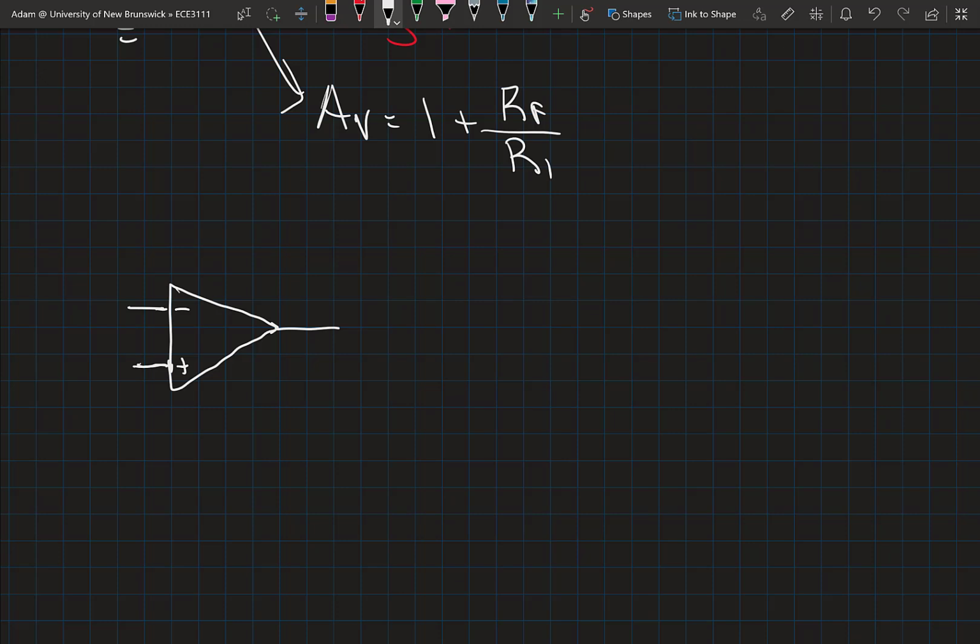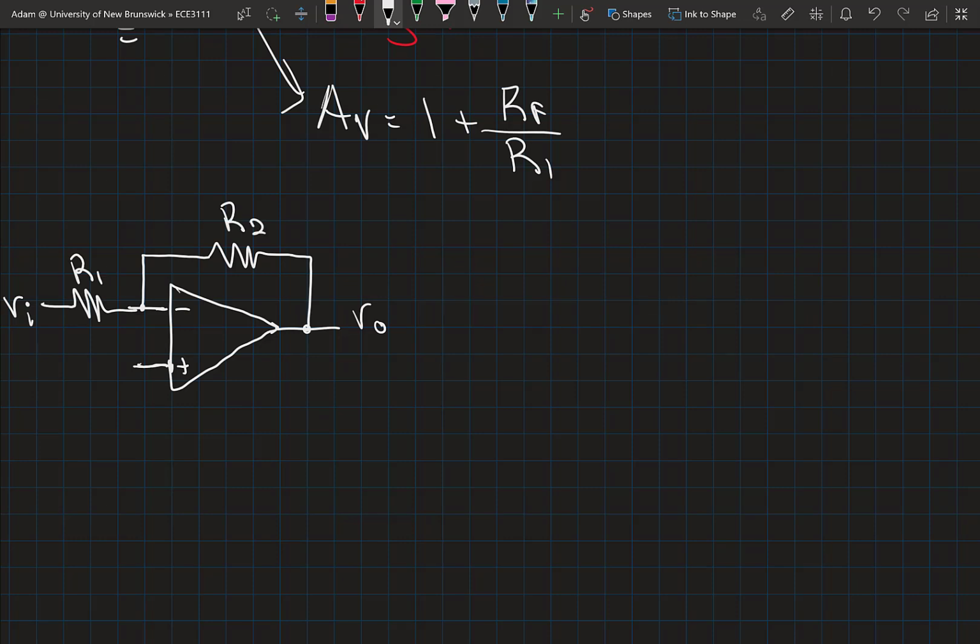Again, I want to apply some negative feedback, so I'm going to make a connection between the output and the input, and it has to be going back to the inverting terminal in order for that feedback to be negative. So here I have an output signal, but now I'm going to apply the input signal through a resistor. My input signal is here, and that's going to be applied through this resistor R1, and I have this resistor R2 in the feedback path, and I'm going to tie the non-inverting terminal to ground.